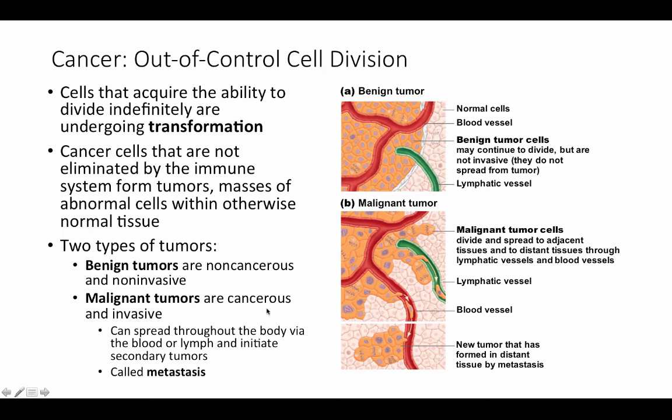Malignant tumors are cancerous and invasive, so they can spread throughout the body via the blood or the lymph and initiate secondary tumors elsewhere in the body, and this is called metastasis. So here we have our malignant tumors in orange, our normal healthy tissue, and these malignant cells are leaking into the blood vessels and into the lymph vessels where they can travel and metastasize into other areas of the body.